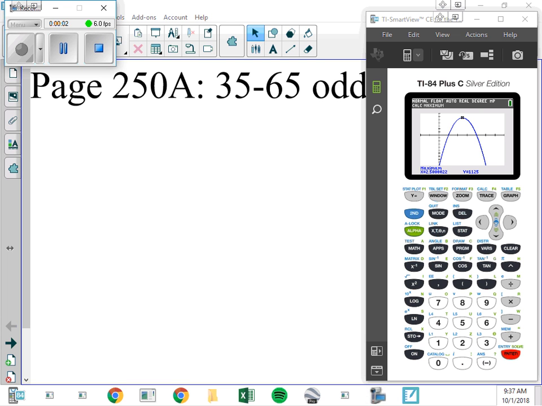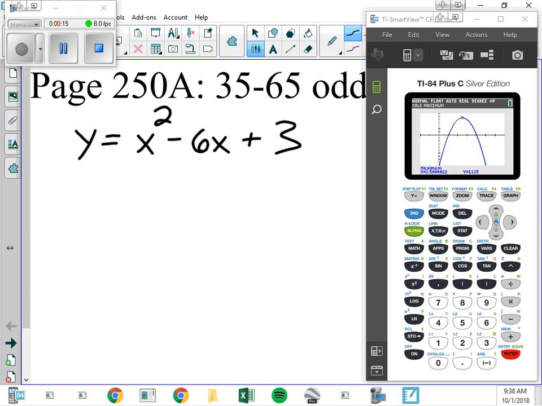Today we're going to spend more time on parabolas. So if I had the parabola y equals x squared minus 6x plus 3, and I wanted to graph it, and you're not allowed to graph using your calculators, you need to graph using vertex form.